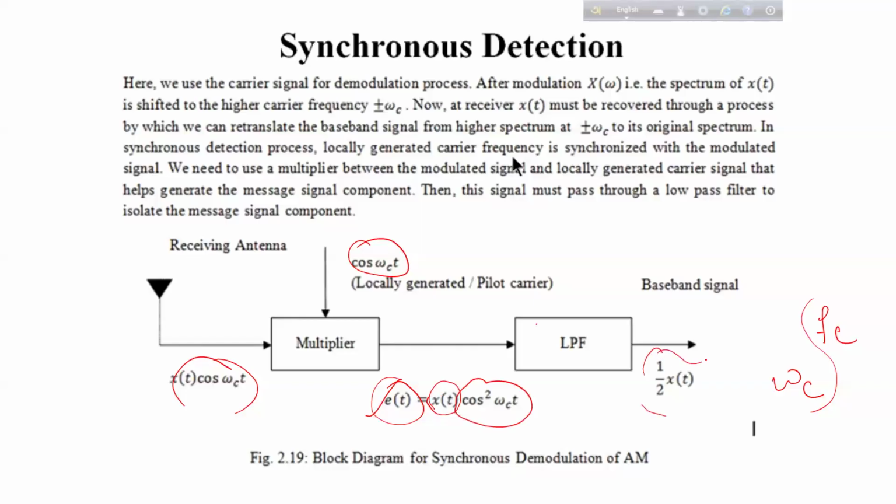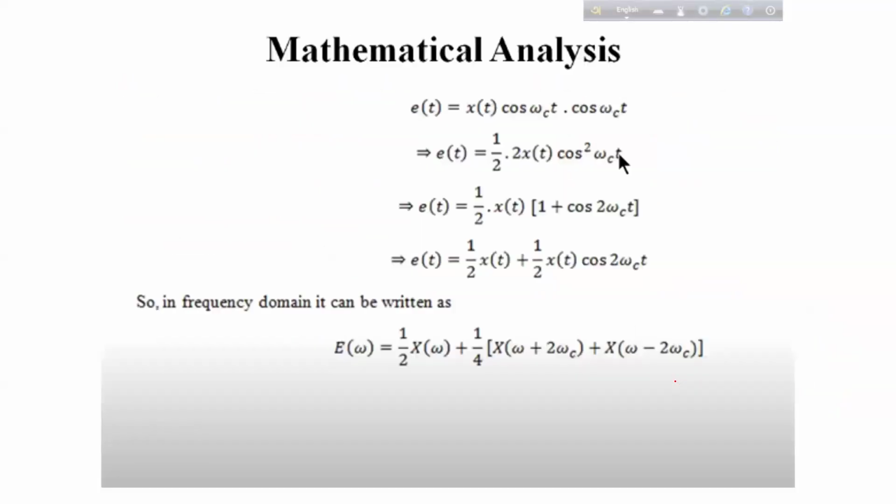Now how are we getting half x(t)? Let's see the calculation. Here is the mathematical analysis. After multiplication, we get e(t) as x(t) cos omega_c t into cos omega_c t. We can write x(t) into cos square omega_c t. Now, instead of cos square omega_c t, we can write 2 cos square omega_c t.